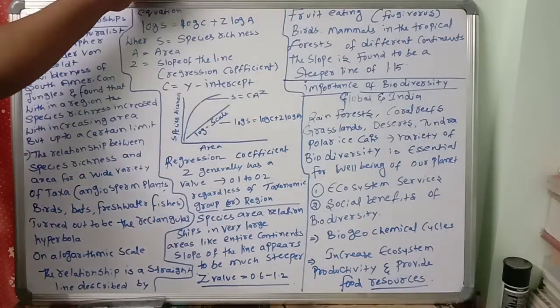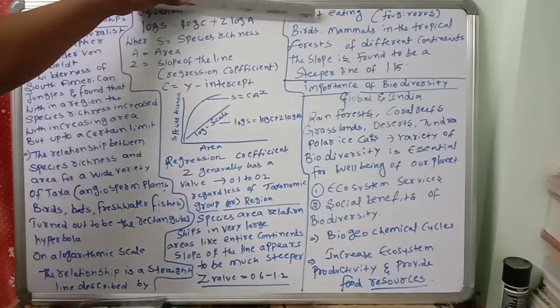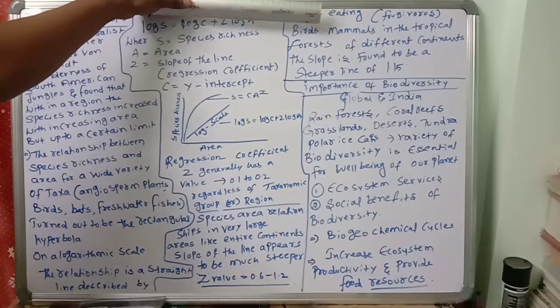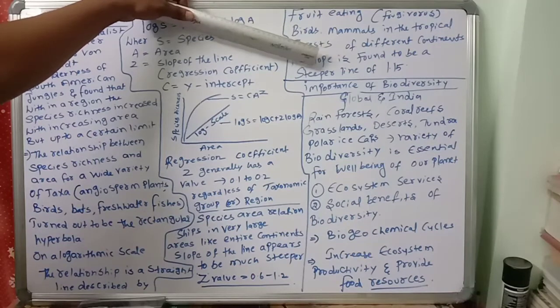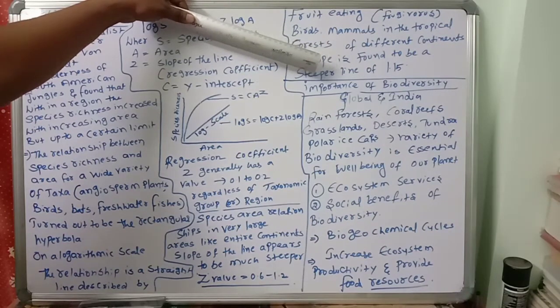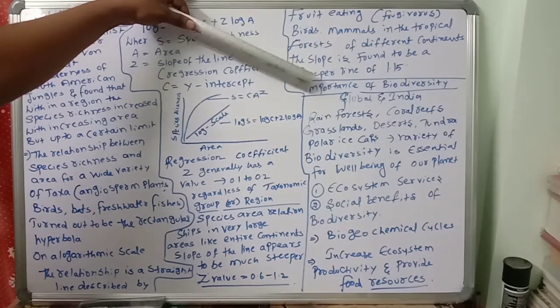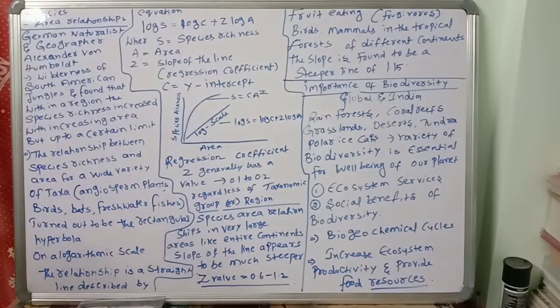For frugivorous, fruit-eating birds and mammals in the tropical forests of different continents, the slope is found to be a steeper line of 1.15. Importance of biodiversity. What is that?